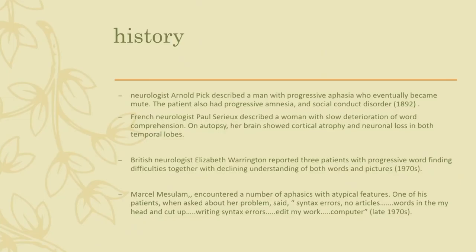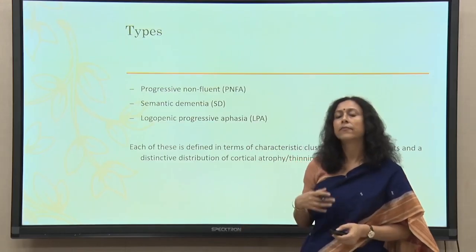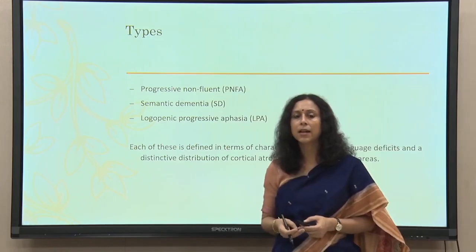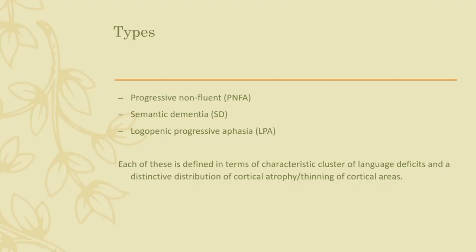Then there are many other cases as well. In another case, a woman with slow deterioration of word comprehension was also found. So, gradually this kind of findings built up, and then we came to a better understanding of various kinds of aphasia that are part of neurodegenerative diseases. So, there are three types: progressive non-fluent, semantic dementia, and logopenic progressive aphasia.